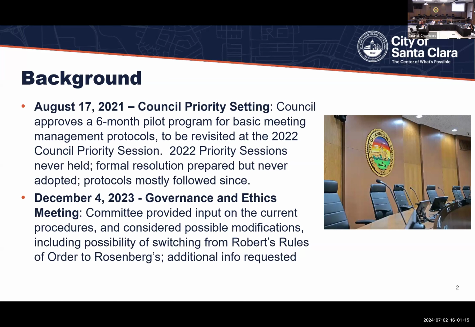Since then, I think there's been some pretty substantial compliance with the concepts in that meeting management protocol, but really right now, other than the applicability of Robert's Rules of Order, you do not have a formal meeting management structure and protocol system. Back in December, I was here for that. The committee provided input on the current procedures and considered some possible modifications, including the possibility of switching to a more Rosenberg's oriented structure away from Robert's Rules. But there was a request for some additional information about the Rosenberg's model and a desire for all of you to take a closer look at that, to be able to evaluate whether that made sense or not.